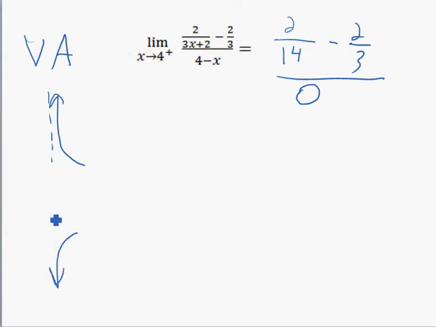So the answer to this question is either infinity or negative infinity. It's infinity if the graph is headed up. It's negative infinity if the graph is headed down. So all we got to do is figure out if the thing's positive or negative as x approaches 4 from above. So let's take a look at this. We can make a little number line, as always.